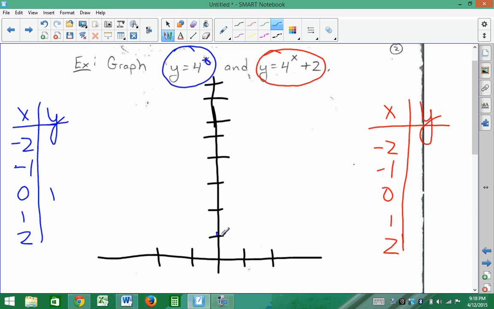So, okay, so 0, 1. If we plug in 1, we end up with a 4. If we put a 2 in, we would get 16. Now it's growing very quickly. Actually, I'm going to have a difficult time drawing that, so I'm just going to not draw that one. And -1, we would have 1/4. So that gets small very quickly.